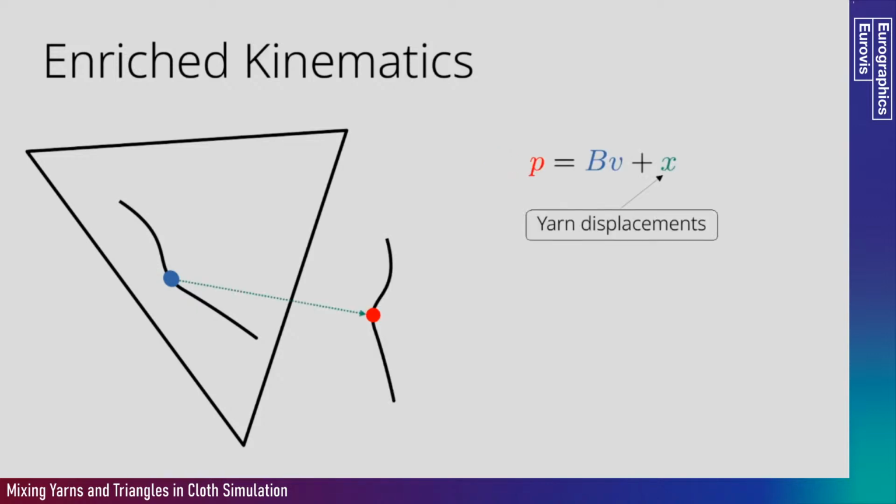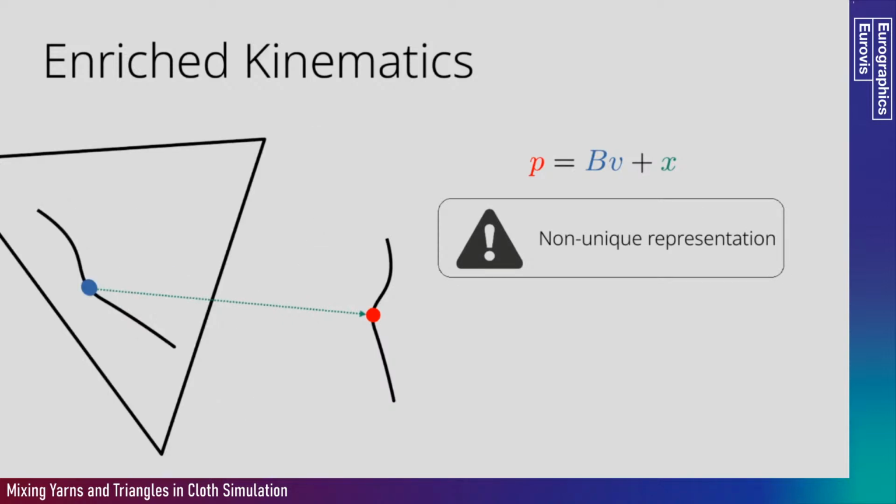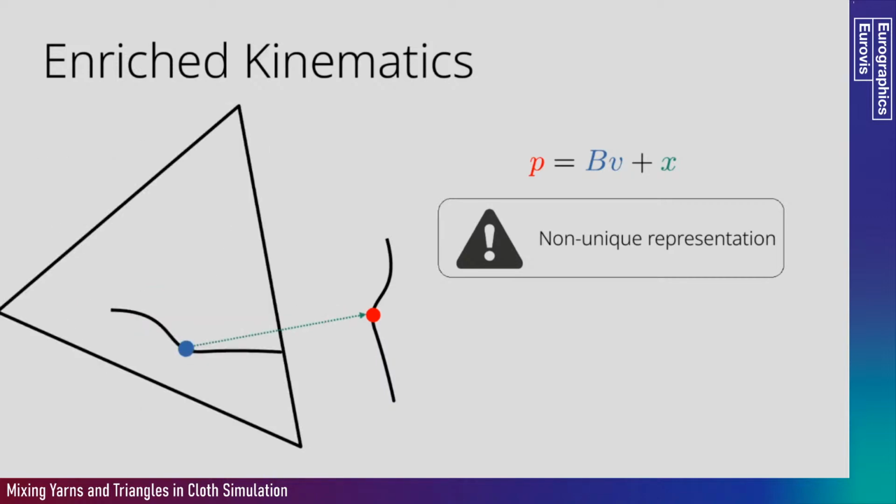Now, let's add a detailed displacement to the yarn node. So, the world position of the node can be computed as a combination of the base position and the detailed displacement. But there is one problem. The representation is not unique. Infinite combinations of triangle positions and yarn displacements produce the same world position of the yarn node.